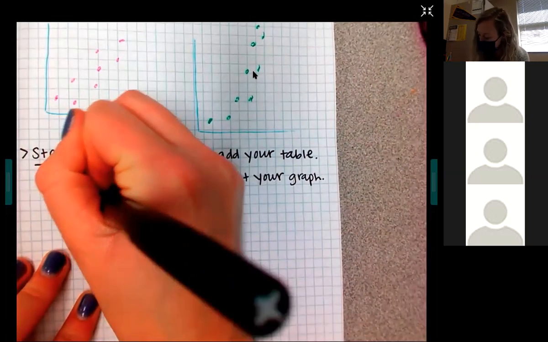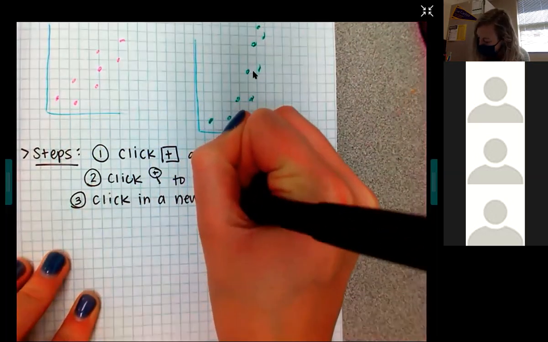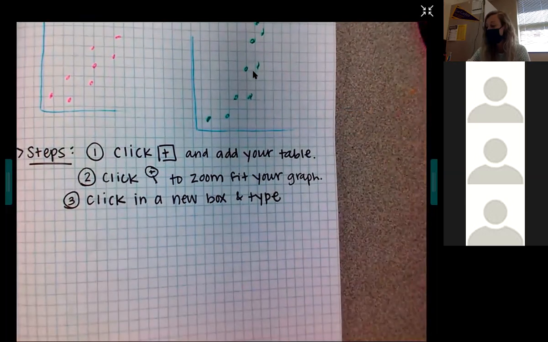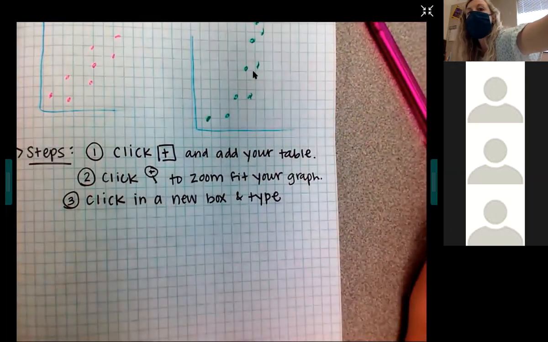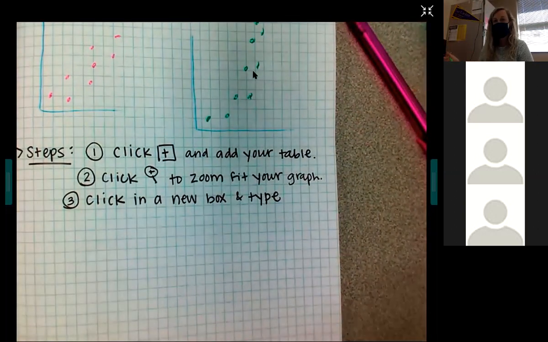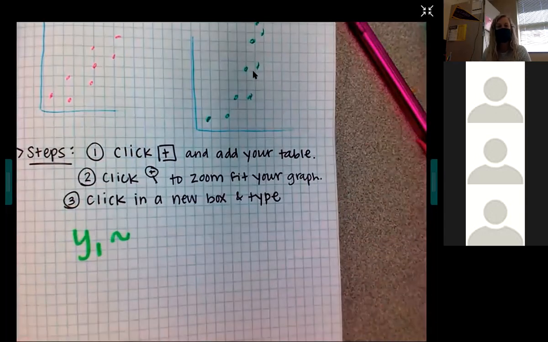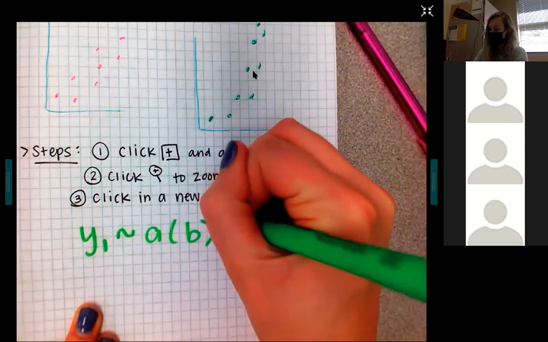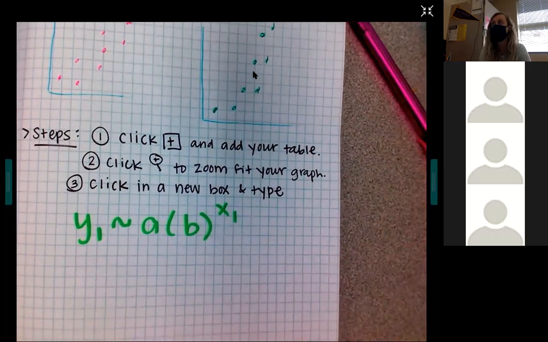Okay, so look, they're saying in class, my people online, click in a new box and type the exponential equation, which is, I'm going to make sure we all remember. Let's write it in a marker so it sticks with y'all. Y1 squiggle A times B raised to the x1. I wrote it nice and big so we can all see it.